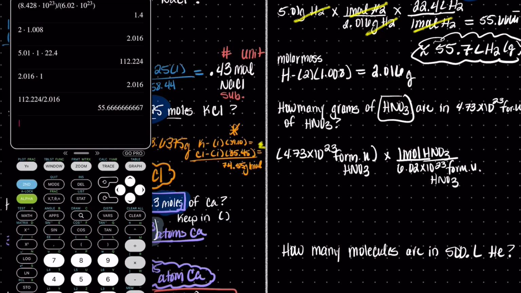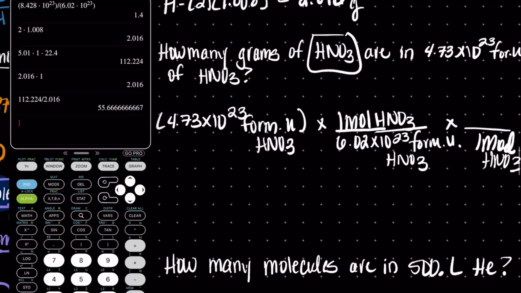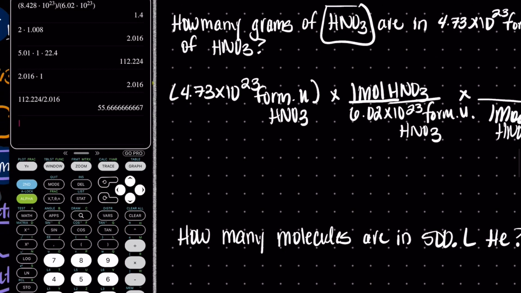Now that I'm in moles, I can get to grams, so I know that for every 1 mole, we have a certain number of grams of HNO3. And that grammage comes from its molar mass calculation, which I'm going to do off to the side over here. So for HNO3, I see 1 hydrogen. I see 1 nitrogen. And those 3 oxygens.